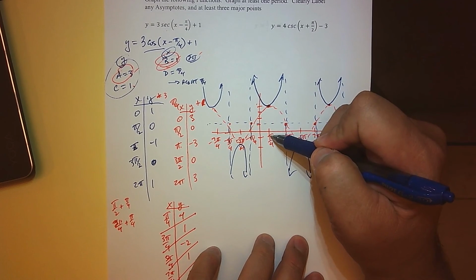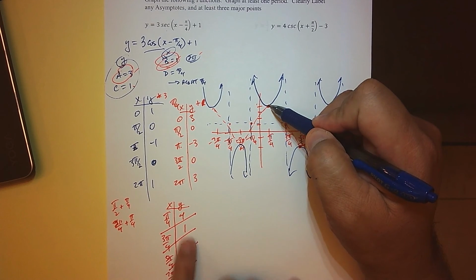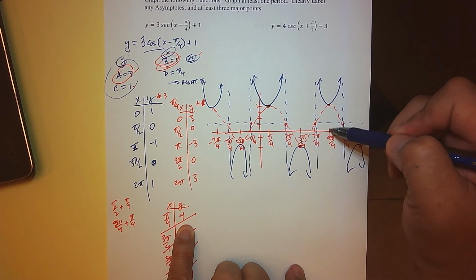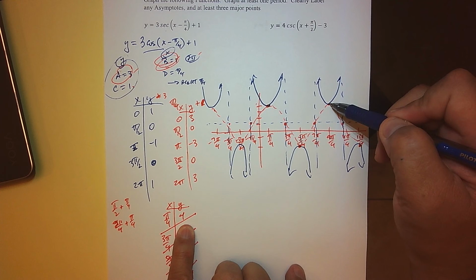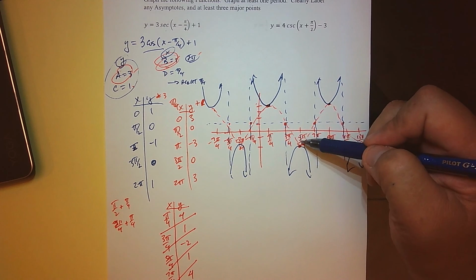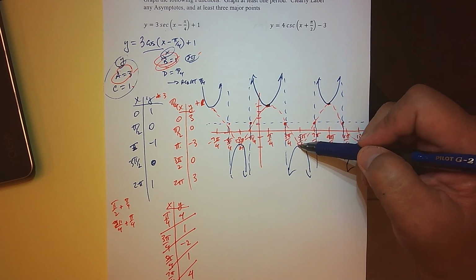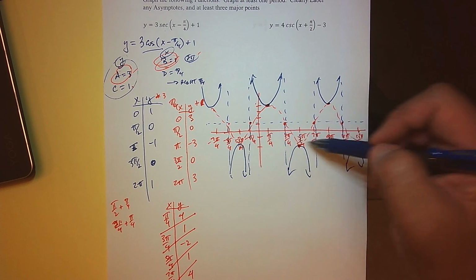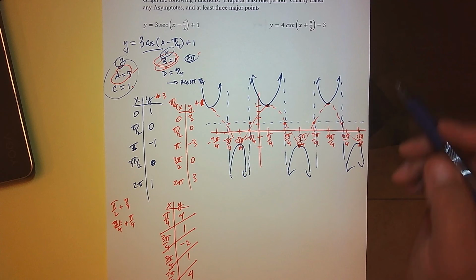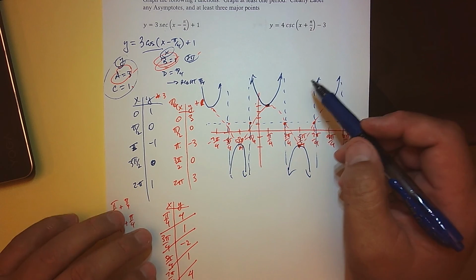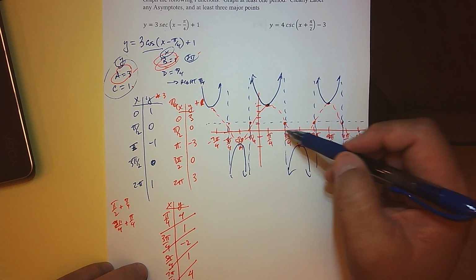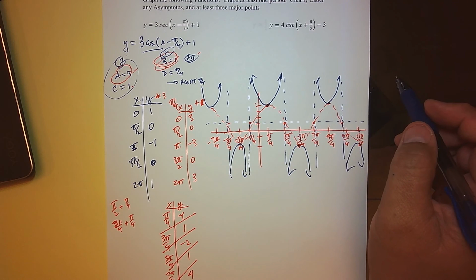Pi over 4 and 4 is one of our relative minimums. 9 pi over 4 and 4 is also another one. We have 5 pi over 4 and negative 2, and 13 pi over 4 and negative 2 being some relative maximums. And we clearly have our asymptotes defined at negative pi over 4, 3 pi over 4, etc., etc.